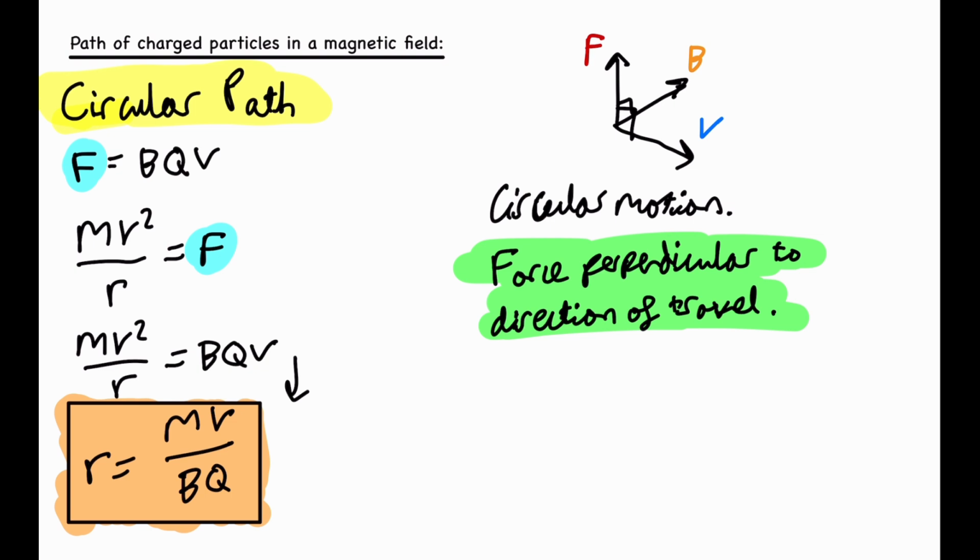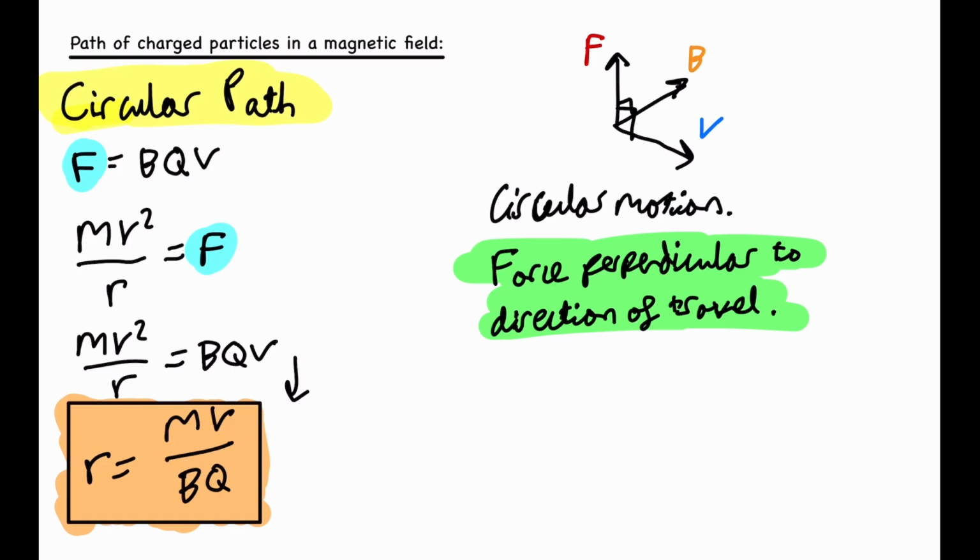From this equation, we can see that the larger the mass and the larger the velocity of the particle, the larger the radius of the circular path. But if the magnetic field is stronger, so a larger magnetic flux density, and a larger charge of the particle, you're going to get a smaller radius, because they are at the bottom of the fraction.